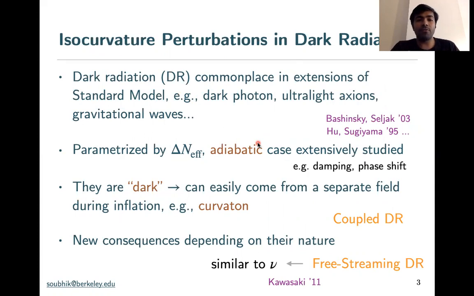As many of you know, dark radiation is very common in various extensions of the standard model. They can arise in various contexts. Here by dark radiation, I just mean ultralight degrees of freedom that are very weakly coupled to the standard model. For example, they could be dark photons, they could even be gravitational waves, and so on. Typically, to characterize the energy density in dark radiation, we parameterize via the famous Delta N effective parameter, and a lot of constraints are based on that.